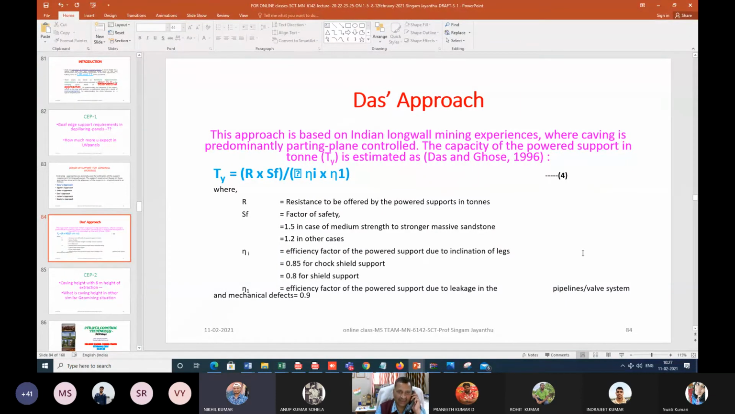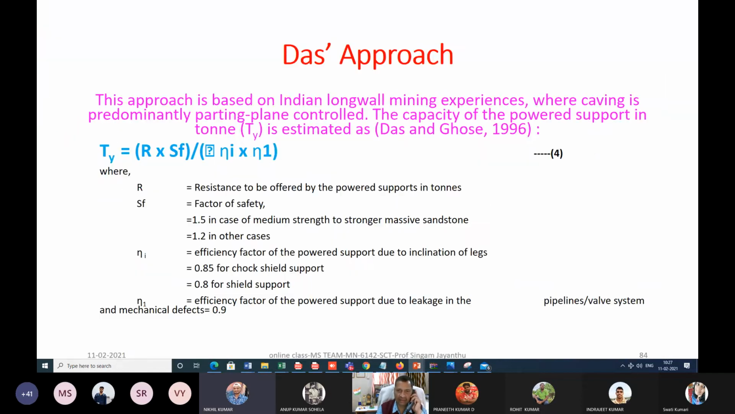This is what was shown in the last class. Das approach. So today we are going to discuss the Das approach. This approach is based on Indian longwall mining experiences, where caving is predominantly parting plane controlled. The capacity of the powered support in tons is estimated as Ty equals R into SF upon.